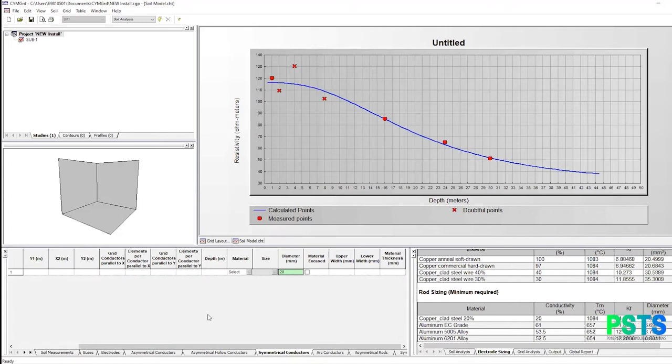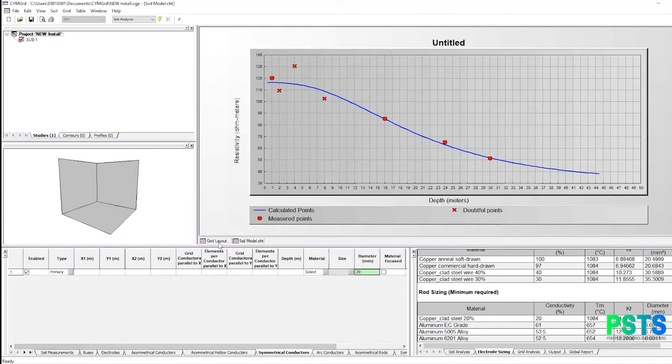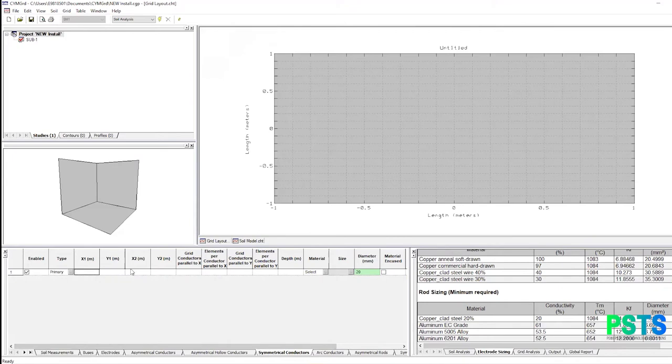But the program can model any shape of grid, all right? But let's start with a simple rectangular grid, which you can define as X equals zero, Y is zero. Let's say X2, it's not a very big grid. It's an 80 by 80. Now, grid conductors parallel to X, I'm going to say 11 elements. I'm going to come back to these numbers and explain to you. And this is 11 parallel to Y.